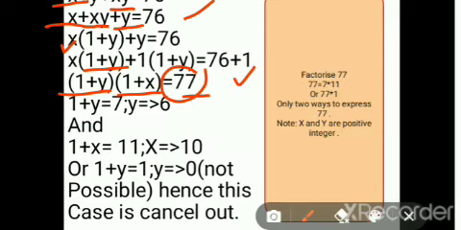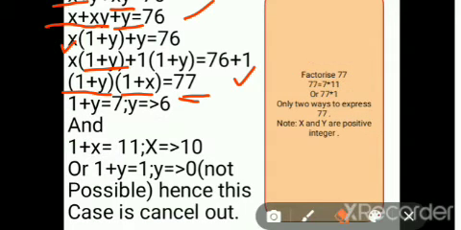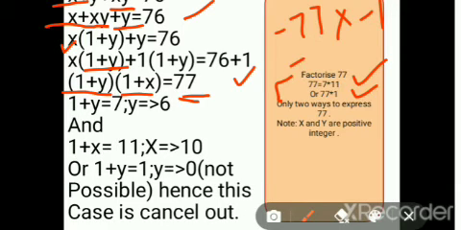Now we know that 77 is a product of these two factors, 1 plus x and 1 plus y equal to 77. So now understand here, I just factorize 77. 77 can be expressed as 7 into 11 and 77 into 1. There are only two ways to factorize 77. We cannot factorize as minus 77 into minus 1 or minus 11 into minus 7, because I already mentioned x, y and z are positive integers, because x, y and z are the sides of a triangle.